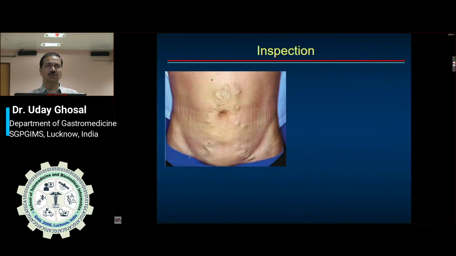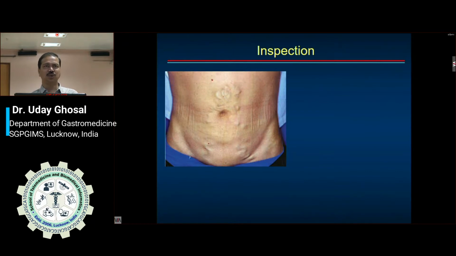On inspection, in a patient, not in this patient obviously, you can get prominent abdominal veins. For example, in this particular figure, this is a patient of portal hypertension, and you can see caput medusae. Here, there are dilated veins. These are caput medusae. What is caput medusae? Caput medusae is a portosystemic anastomosis. So what is the portosystemic anastomosis here?